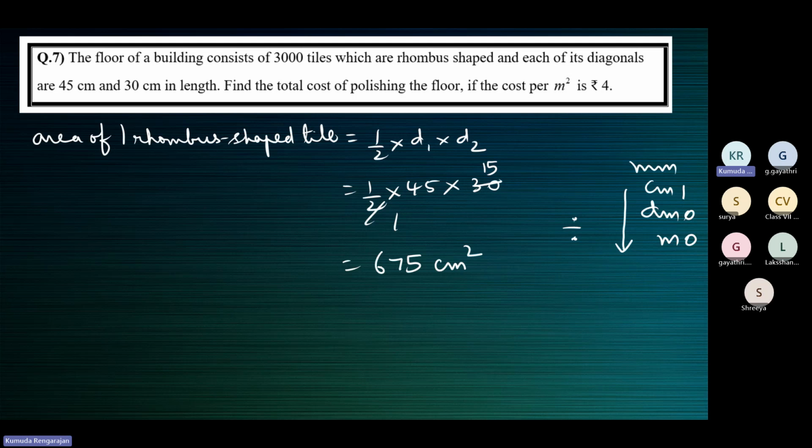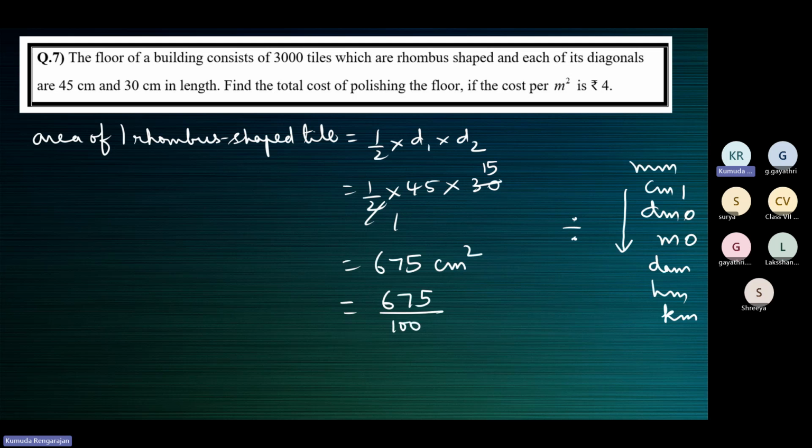Millimeter, centimeter, decimeter, meter. You'll have to write the units in ascending order: millimeter, centimeter, decimeter, meter, decameter. We don't need all this now. Hectometer, kilometer. Now you're converting centimeter to meter downwards. So to convert centimeter to meter, we need to divide by 100.